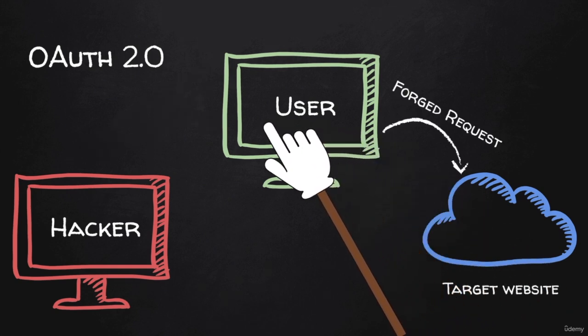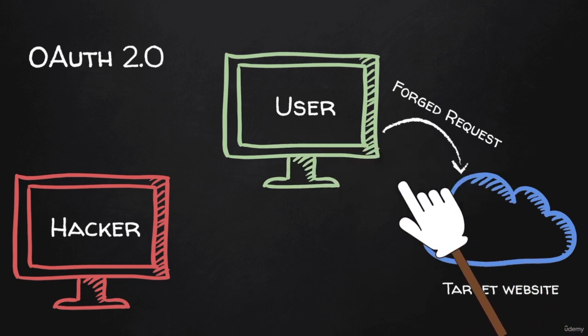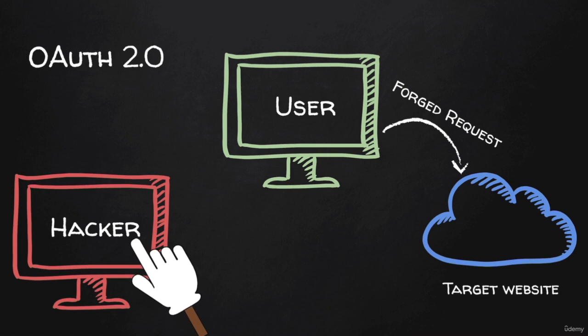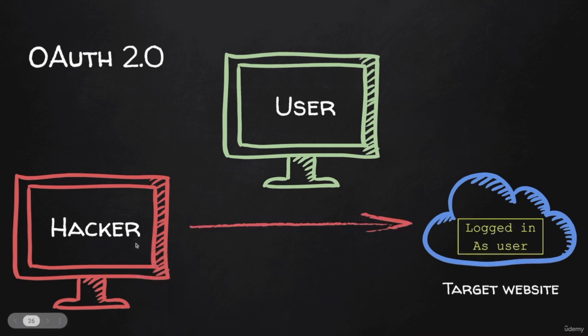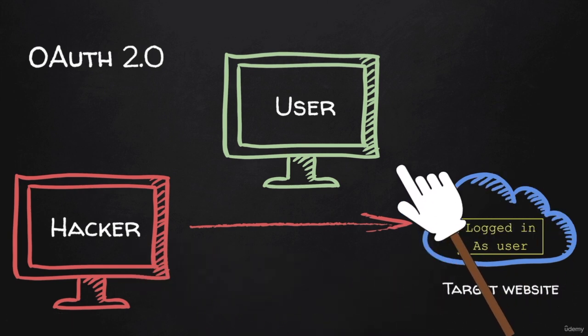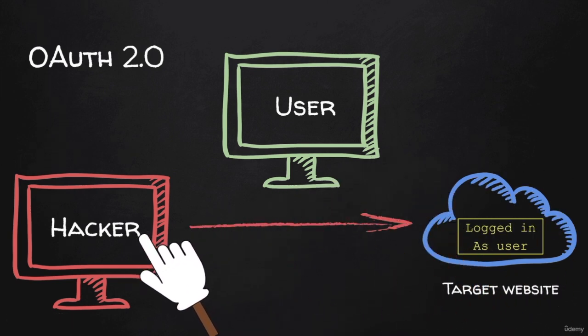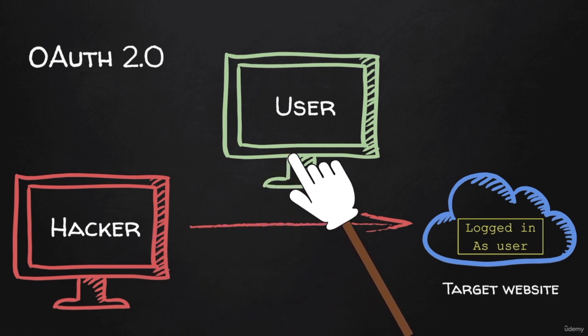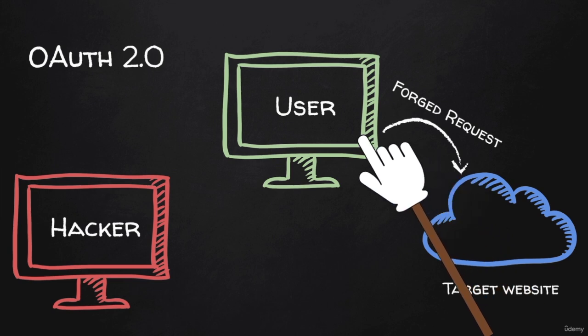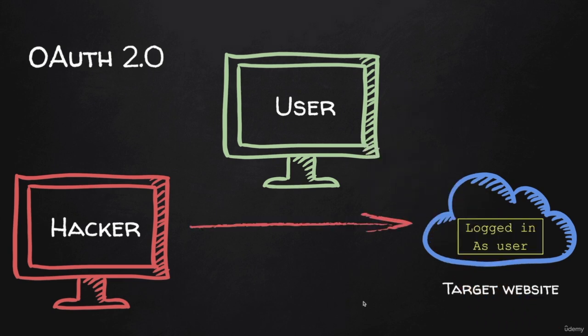So effectively, the user is going to be asking the website to link this account with the hacker's social media account. As a result, the hacker is going to log in with their social media account, but they'll end up logging in as the user, because the hacker's social media account is now linked to the user's account, since the user was the one that submitted the linking request. You'll have a better understanding of all of this once we apply this in practice in the lab.